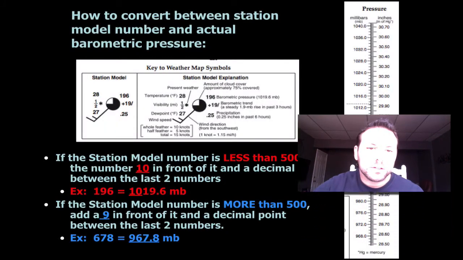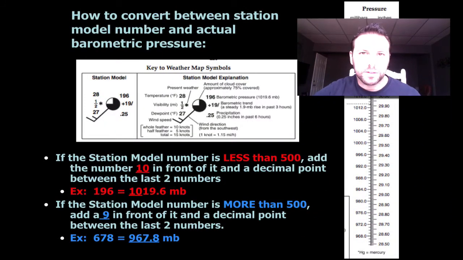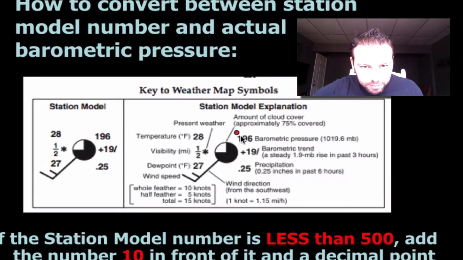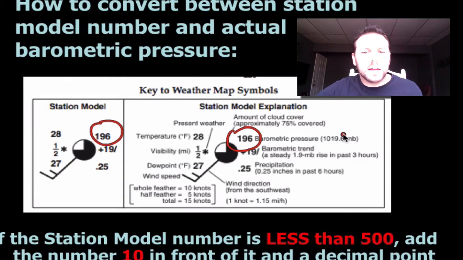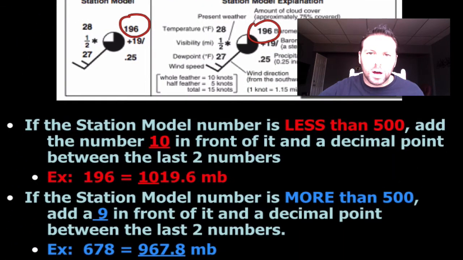Okay, so there are two rules that help us with barometric pressure. Remember, the barometric pressure is on the top right of our station model. The first rule: if the station model number is less than 500, we add the number 10 in front of it and a decimal point between the last two numbers.